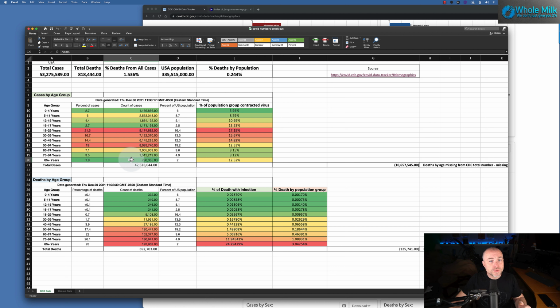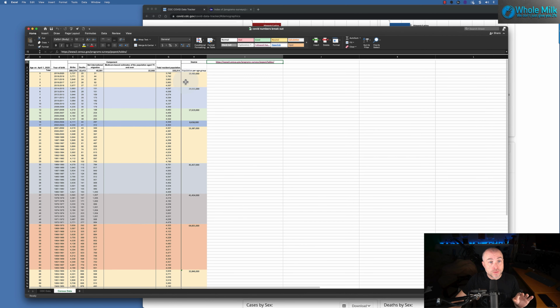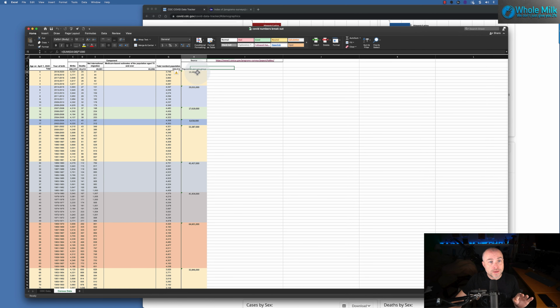So that's interesting. Now let's look at the percentage of the population group that contracted the virus. So the way I work this number is by taking the census data per the age group. So for instance, 0 through 4 has 19.48 million people.